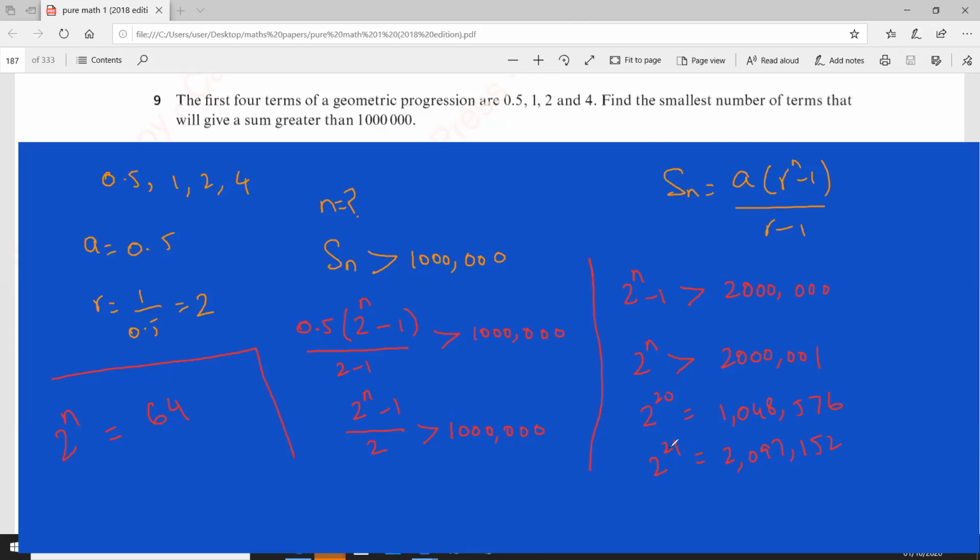So that means the minimum n has to be 21 that can give us a sum more than 2 million. Oh, so this is 20, sorry. This is 20. No, I need this 2 million. Yeah, so this is the information that I need here. So if this n is 21, that is the smallest n that can give you a sum more than 2 million.